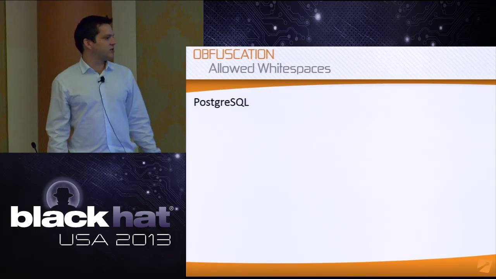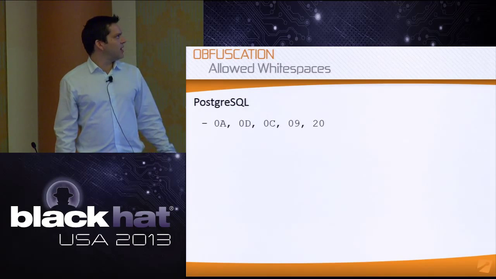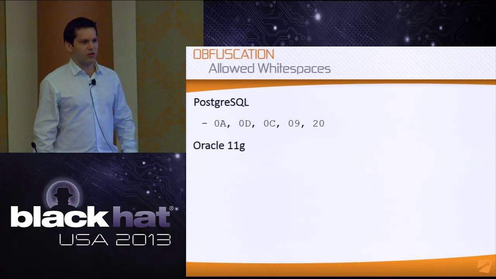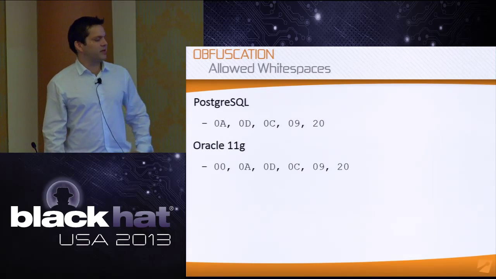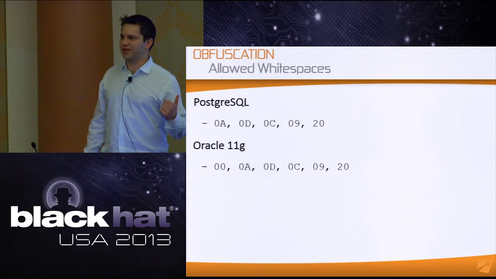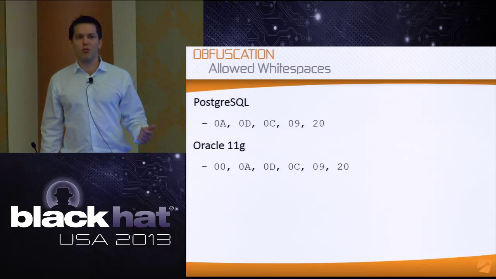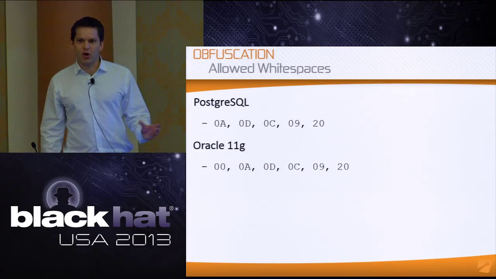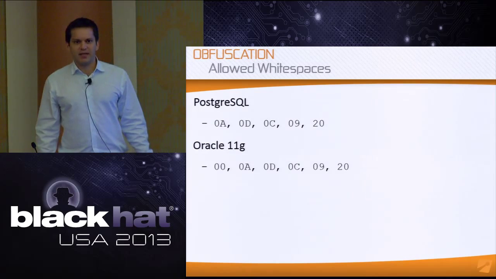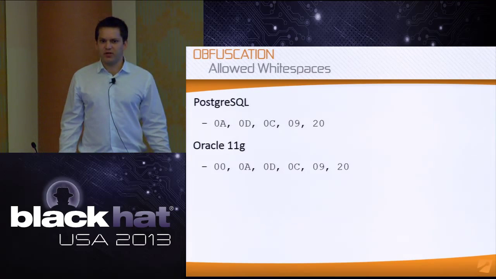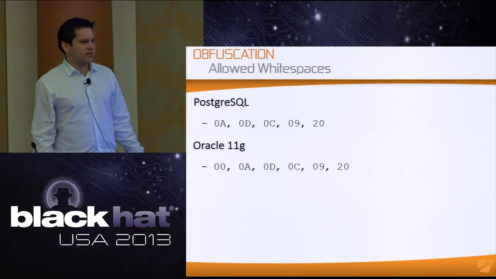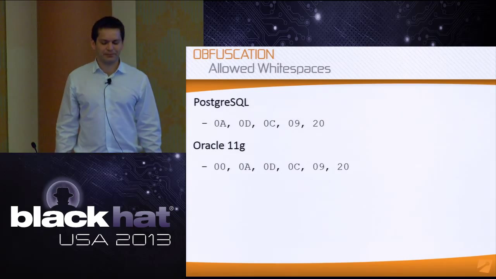So for Postgres, similar to SQLite. Oracle 11, also similar, but there's a really interesting one here, which is 00. Some of you may know this is a null byte. And it's really crazy that it allows a null byte as a white space, because a lot of applications and software use this as a terminator, so this could really confuse firewalls and other applications.